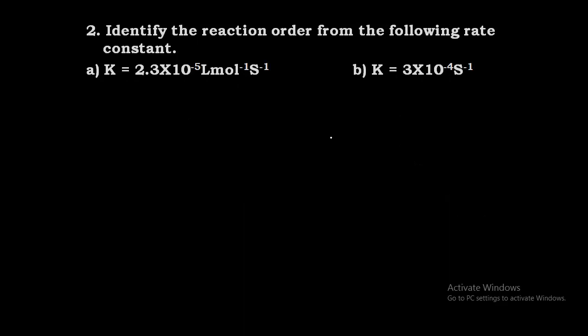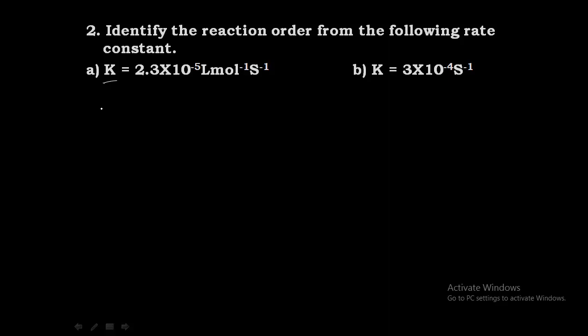The second question, identify the reaction order from the following rate constant. One way to calculate the order of the reaction is by taking the sum of the powers of concentration terms. In some cases, they will give the value of the rate constant, that is K. If you observe this A, K is equal to 2.3 into 10 raised to minus 5 liter per mole per second. So what would be the order of the reaction?